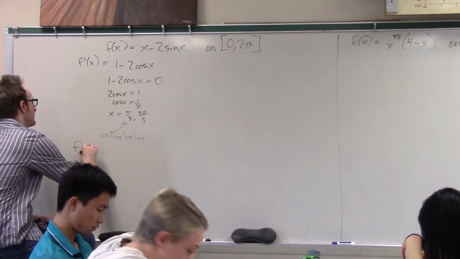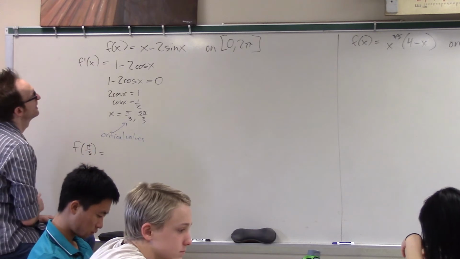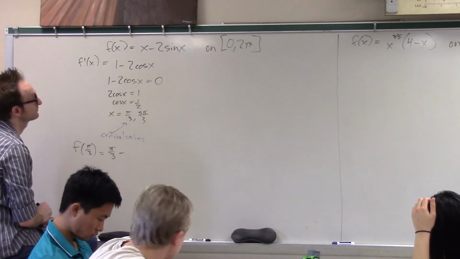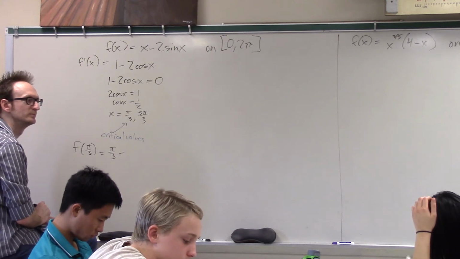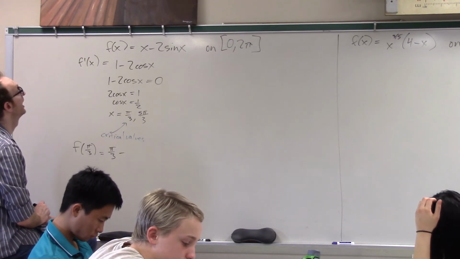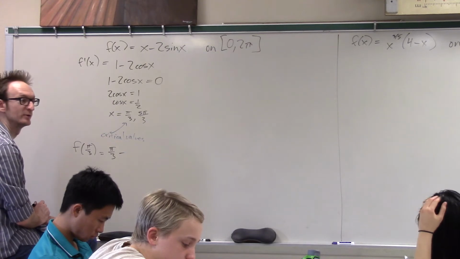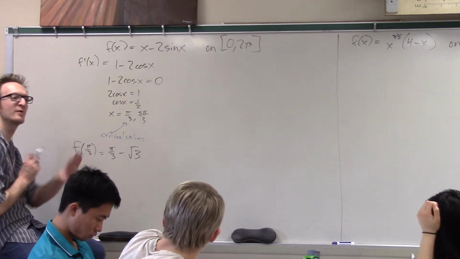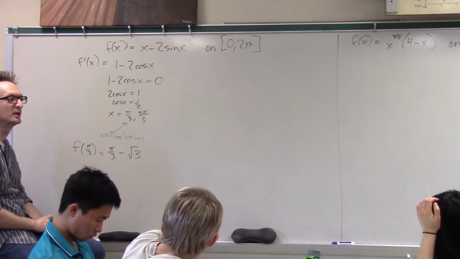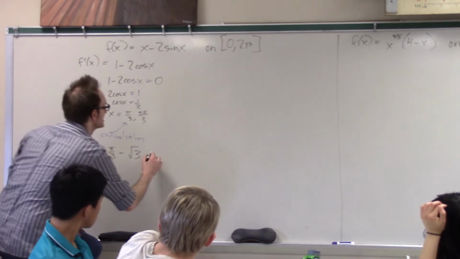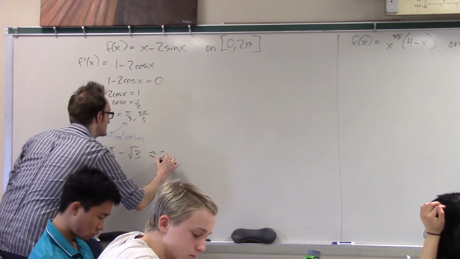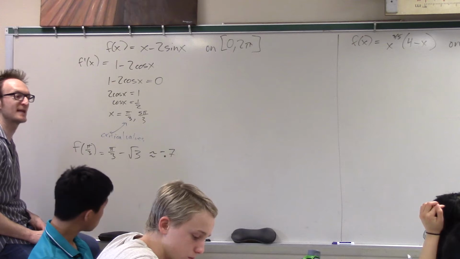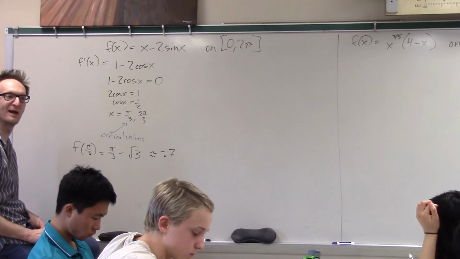What is f of pi over 3? It gets a little bit ugly, I guess. It's pi over 3 minus root 3 over 2? No, 2 times root 3 over 2, so just root 3. Okay, so can I just call pi over 3 about 1-ish? Yeah, so that's like 1 minus root 3. So I'm going to call this about negative 0.7, because that's more or less what root 3 is like, 1.7. Who is with me? Everyone say everyone.